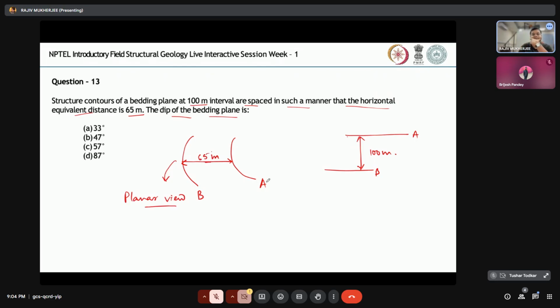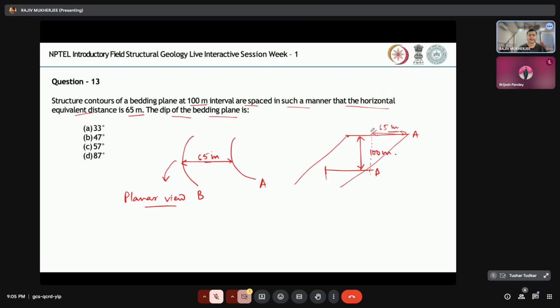So the beds must be dipping like this, and that is why if this is contour B and this is contour A, somehow the extrapolated distance is appearing here, which is 65 meters.